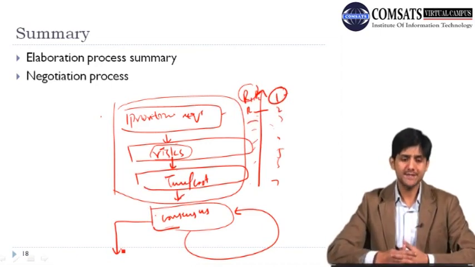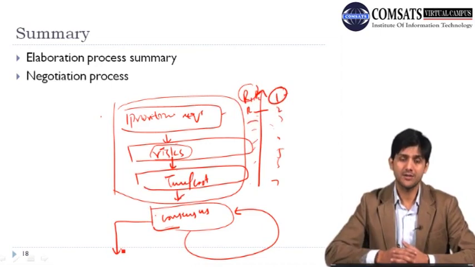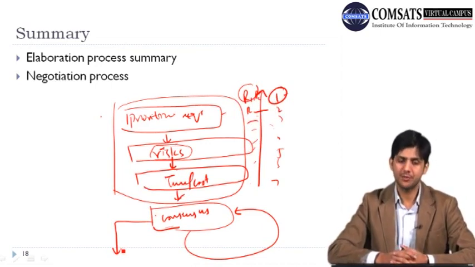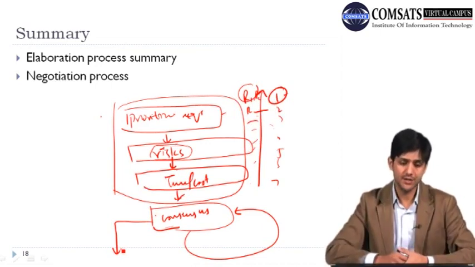So we are going to continue our discussion on the negotiation process in our next lecture. We are going to talk in detail about prioritization. We'll look at a couple of techniques which have been proposed in the literature lately about prioritization.